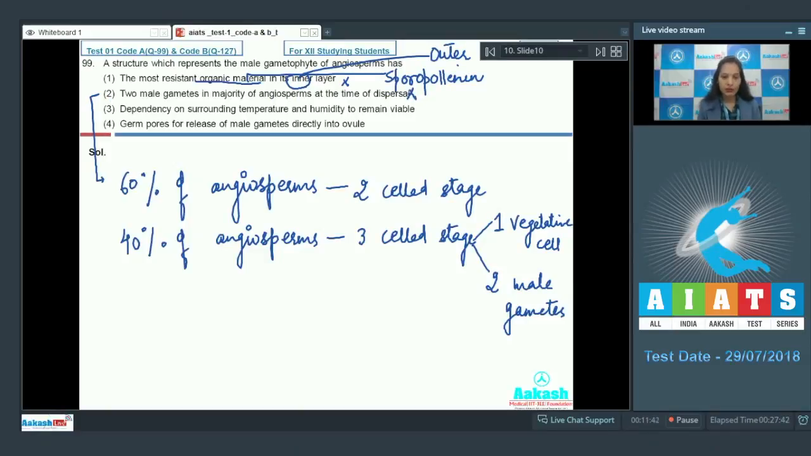Dependency of surrounding temperature and humidity to remain viable. Viability of pollen grains is dependent on the surrounding temperature and humidity also. So this is a correct statement. And the last is the germ pores for release of male gametes directly into the ovule. The area of the pollen grain where sporopollenin is absent forms the germ pores, from where the pollen tube emerges out. But pollen grains cannot release their male gametes directly into the ovule with the help of germ pores. So this is an incorrect statement. So the correct statement regarding the male gametophyte of angiosperm is option number 3. So the correct answer for this question is answer 3. Let's move on to the next question.